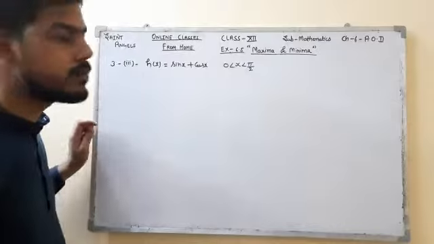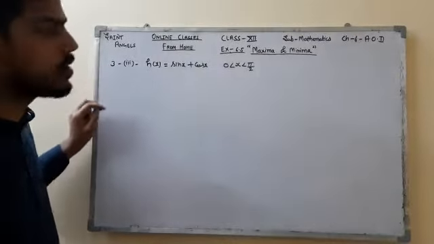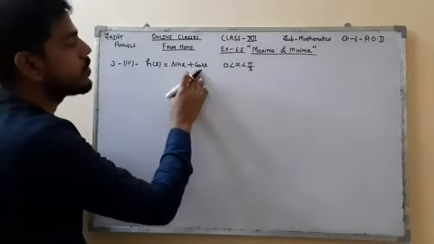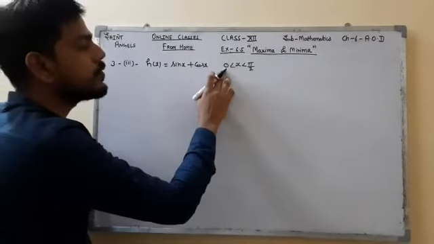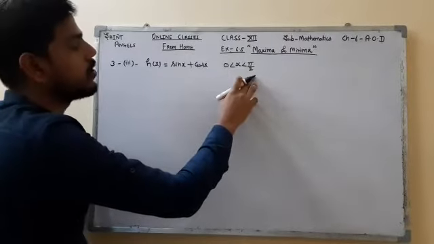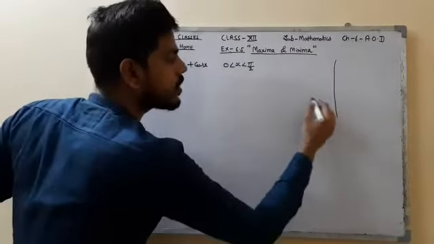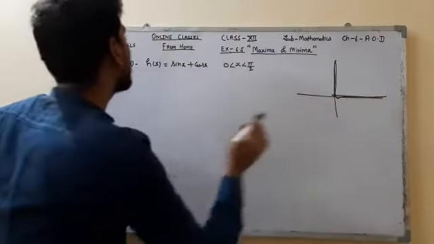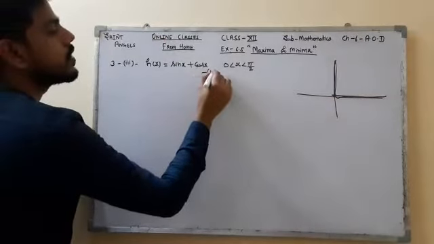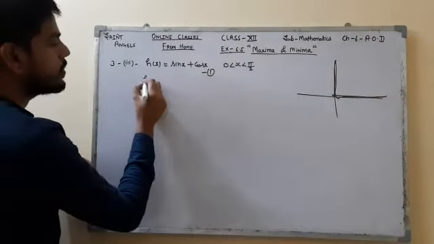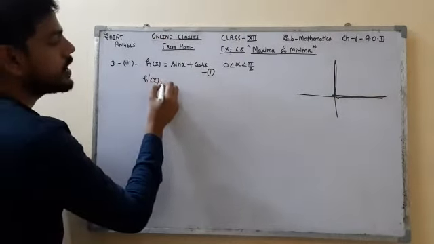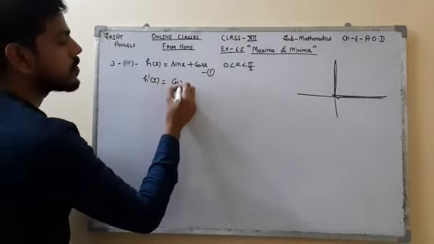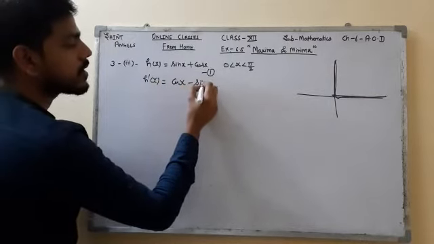Now look at the third part of the third question. Hx equals sin x plus cos x, and the domain of the function lies in the first quadrant, so 0 to pi by 2 only. Now we'll find the slope, that is h dash x, so it would become cos x minus sin x.